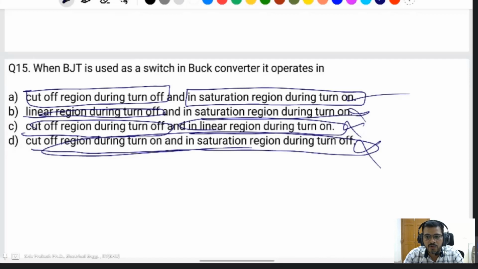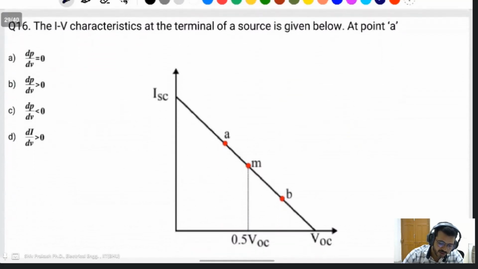Whether it is the boost converter or buck converter, anywhere, don't be confused by the converter. It is asking only about the switch, about the BJT used as a switch in a buck converter or boost converter. If you want it to operate like a switch, in the cutoff region it works like a turn off of the switch, and in the saturation region it works like a turn on of the switch, like a MOSFET. But the rating of the BJT is very low, that's why it is not used, and there are some other problems and losses also.